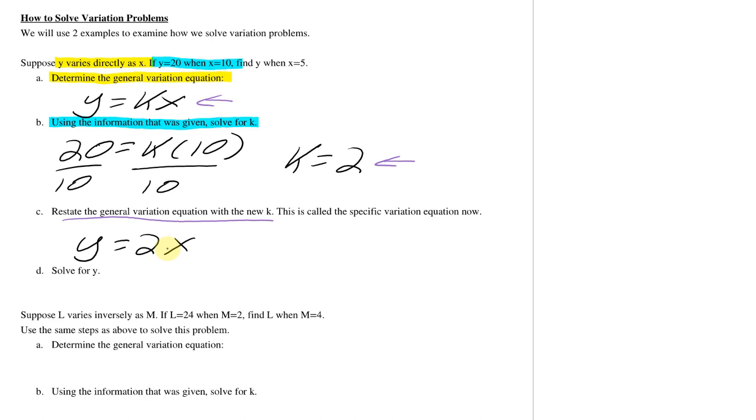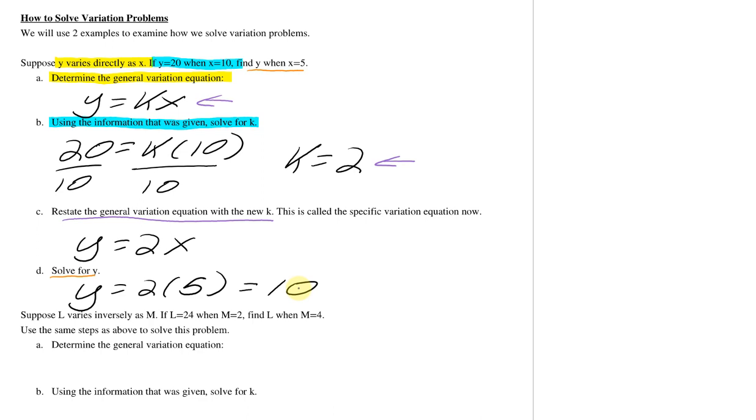And now this says solve for y. Maybe I'll use the orange, solve for y. This is saying find y when x equals 5. That's the part that we need to solve. So if I know that x equals 5, I just plug that in, and then I'll ultimately get that y equals 10. That's really what that's trying to get at and ask for.